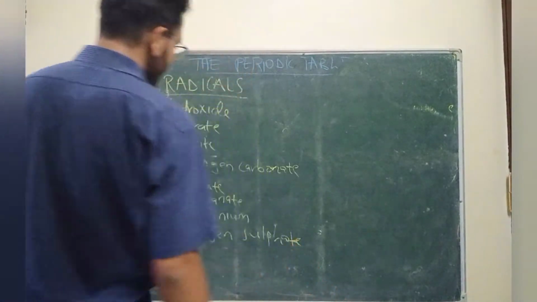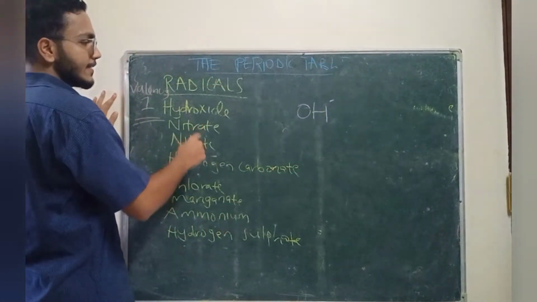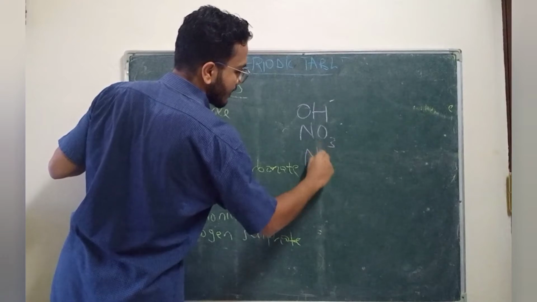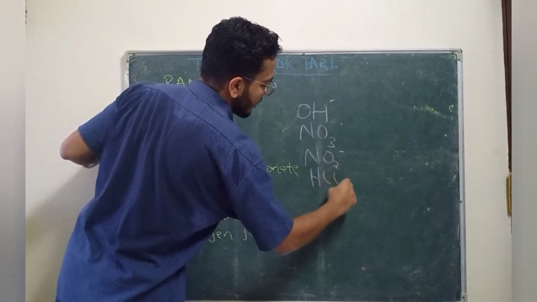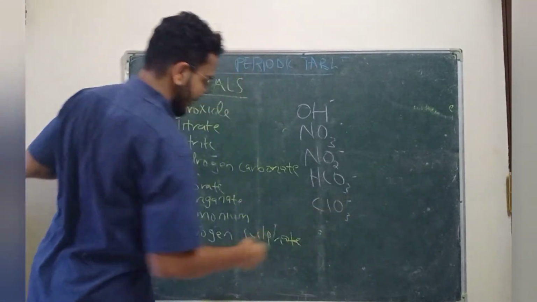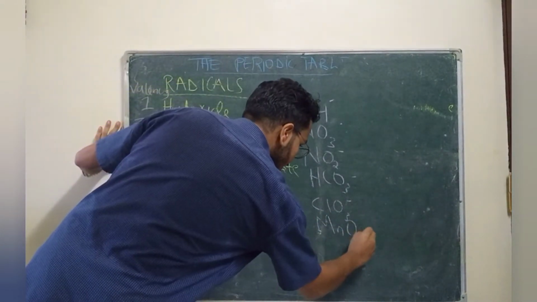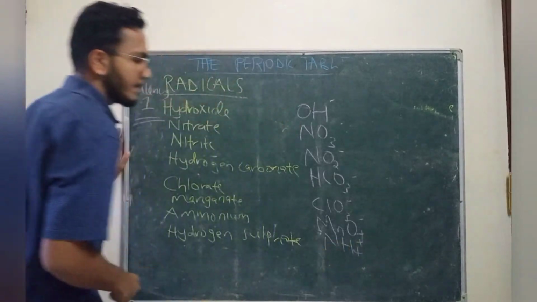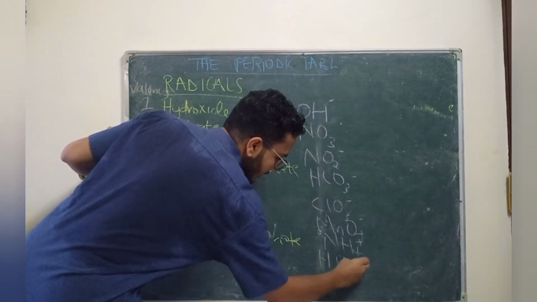What are the formulae for these? Hydroxide is written as OH negative. Nitrate is written as NO3 negative. Nitrite is written as NO2 negative. Hydrogen carbonate is written as HCO3 negative. Chlorate is written as ClO3 negative. Manganate is MnO4 negative. Ammonium is NH4 positive. Hydrogen sulfate is HSO3 negative.